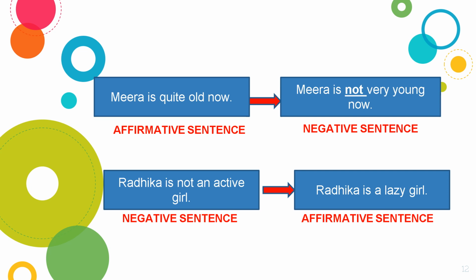The last example, Radhika is not an active girl. Here, this sentence is a negative sentence because it has the word not. But if we want to change it into an affirmative sentence with its same meaning, we can say Radhika is a lazy girl.